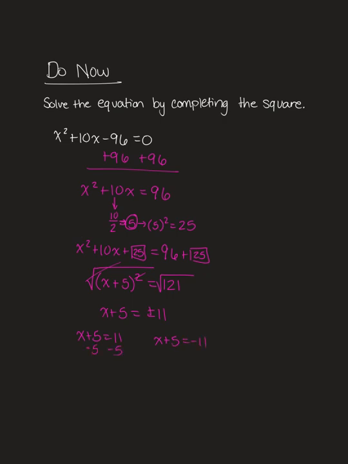So then we solve. So subtract 5 from both sides. We will get x is equal to 6 or x is equal to negative 16. So those are our answers, and you write them from smallest to greatest. So negative 16 and 6, and that's exactly how you will input it.